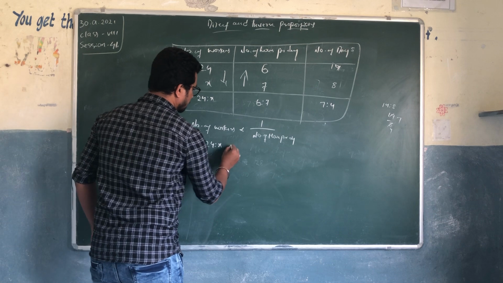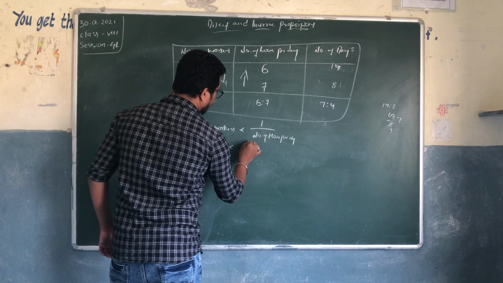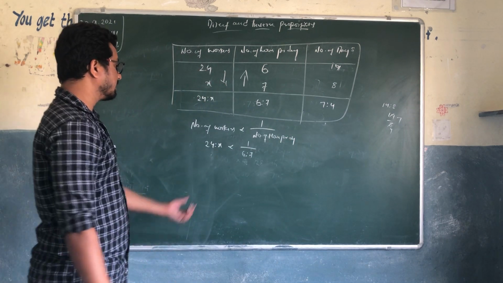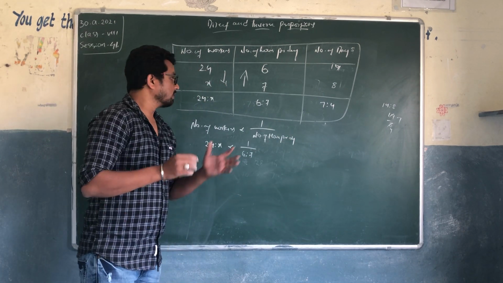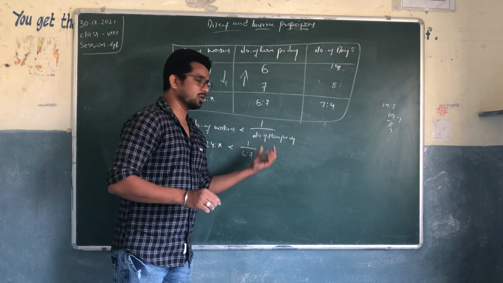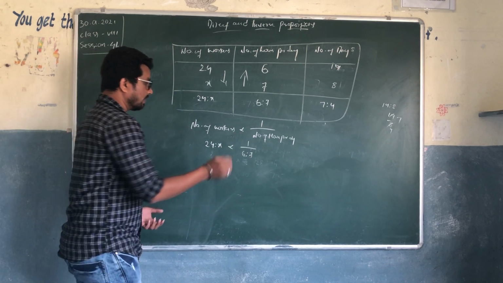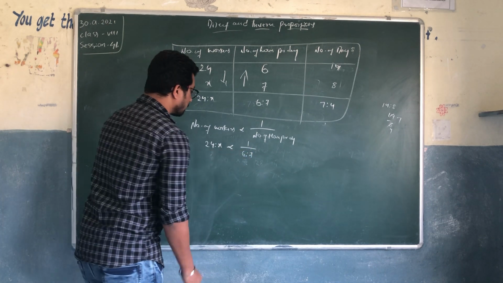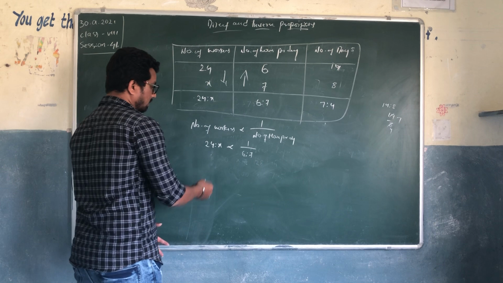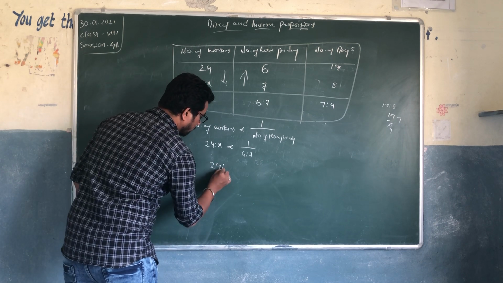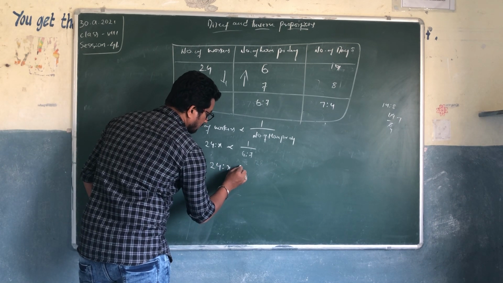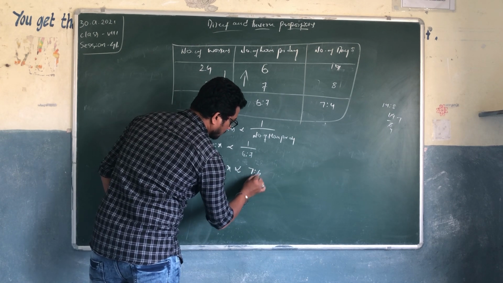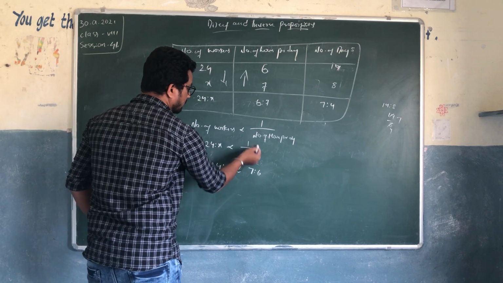24 is to x is directly proportional to, we are saying 1 by 6 is to 1 by 7, right? Which is saying we are inversely proportional here. Number of workers is inversely proportional to number of hours per day, right? When you are writing it as directly, you need to write 1 by 6 is to 1 by 7. Okay? If you want, you can write like this also. 24 is to x is directly proportional to 7 is to 6, because we are saying this is inverse, right?